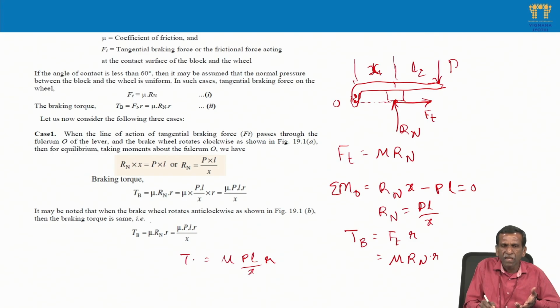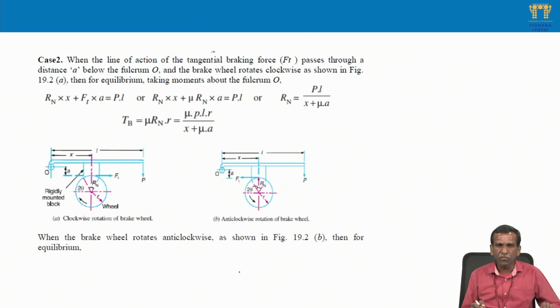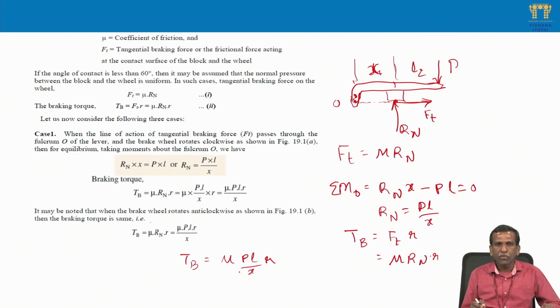So this is the braking torque. That means the total torque with which we can stop the wheel is this much: mu PL R by X. You should know the definition of each variable, how they are defined. Then case 2: if the wheel is rotating anti-clockwise, in that case also you will get the same relation for braking torque. You can verify by doing this.